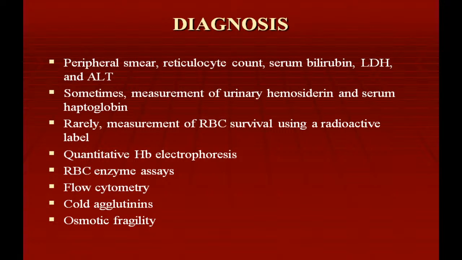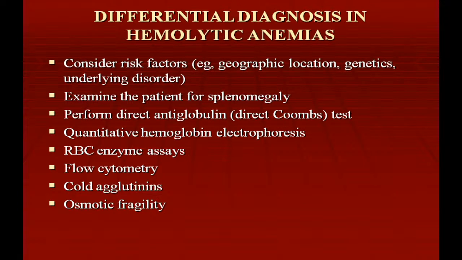Then you check the same CBC, peripheral smear, reticulocyte count, serum bilirubin, lactate dehydrogenase, and transaminases. Sometimes you may check the level of urinary hemosiderin and serum haptoglobin. In some cases, you may use electrophoresis of hemoglobin to detect what kind of hemoglobinopathy your patient has. Some flow cytometry, agglutinins, osmotic fragility check, so some specific tests which help you to detect what is the main mechanism of hemolysis in this concrete patient. So we should differentiate hemolytic anemias between them and with some other anemias.